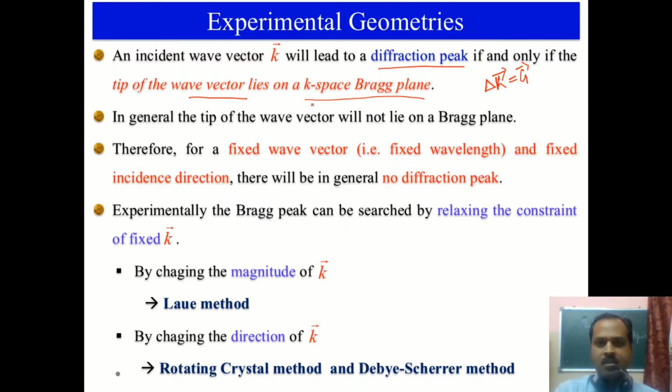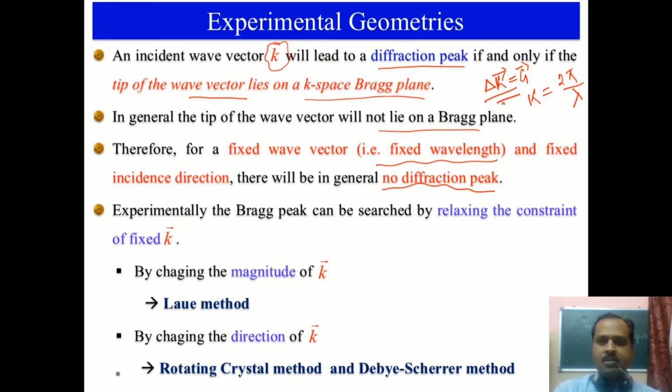But in general that is not the case if we choose any arbitrary wave vector k. Most of the time it may happen that this will not lie on a Bragg plane. Therefore, for a fixed wave vector, that means a fixed wavelength, because the magnitude of k is related to the wavelength as 2 pi by lambda, if we keep the fixed wave vector with a fixed direction, in general we will not observe any diffraction peak because this condition will not be satisfied.